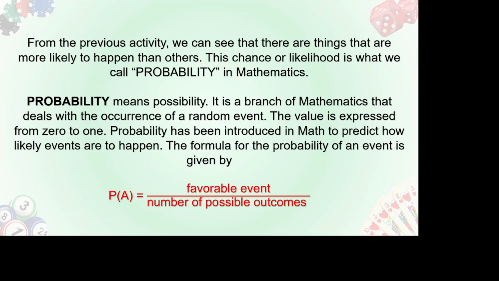The formula for the probability of an event is given by: the probability of event A is equal to the number of favorable events over the number of possible outcomes. Don't worry about this letter A here. It can be represented by other letters or even words or even phrases. I just used event A to give you a general look at what the formula is, but that is just a representation of what event we are talking about.